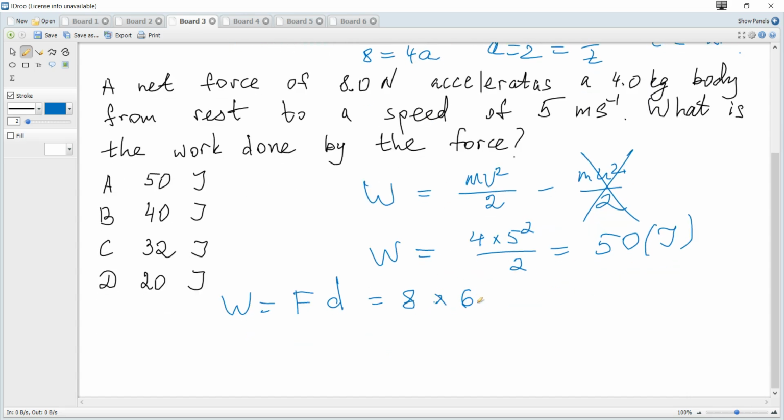So distance is 6.25, and 6 times 8 it's 48, 0.14 times 8 it's what? 2, so finally it's 50. So you can see that we get the same result, so A is correct.